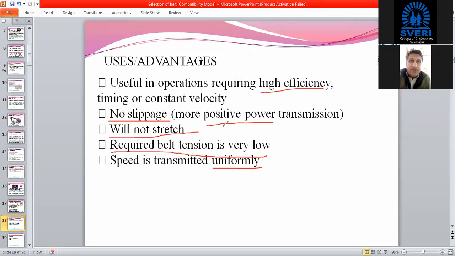because of some conditions which occur at the time of working. But in case of these grooved belts, such cases will not occur. Constant or uniform speed transmission will take place. If it is 100 rpm, then 100 rpm is transmitted as it is to the driven pulley.